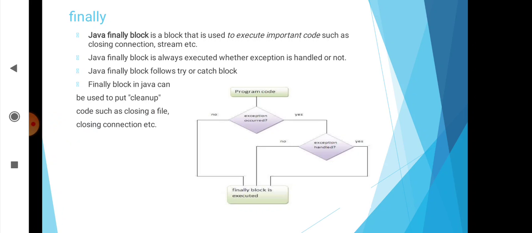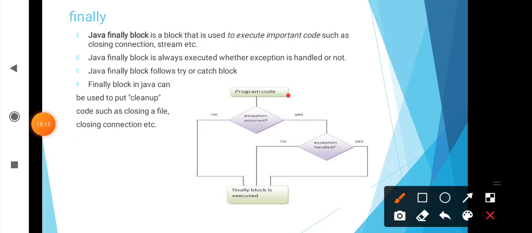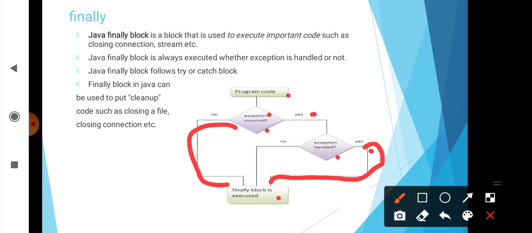Here the figure shows the working of finally. The Java finally block is always executed whether the exception is handled or not. Here in the program code, is an exception occurred? If yes, then the exception is handled. If the exception is handled, then the finally block is executed, and if not, the finally block is still executed. If no exception occurred, then the finally code is also executed. The Java finally block is always executed whether the exception is handled or not, and it must be followed by a try or catch block.